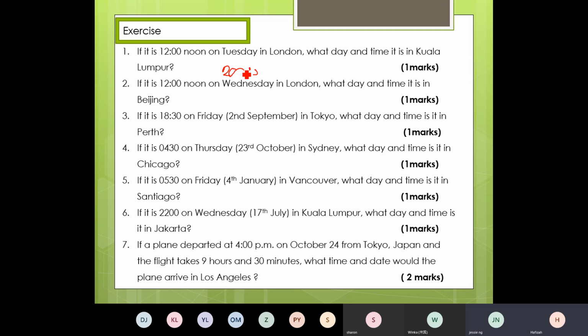So it should be the same time as in Kuala Lumpur. Why is it a different time? 12 minus 8 for noon, right? Why minus? Because London is plus 0, the GMT. Okay, then Beijing plus 8.